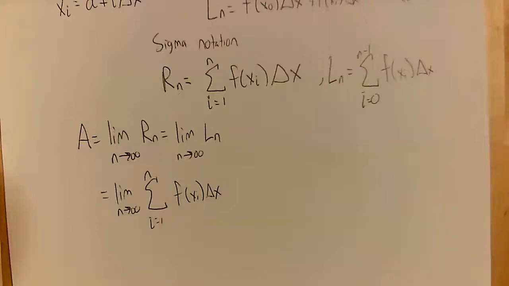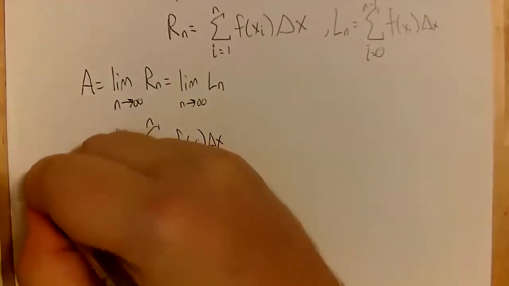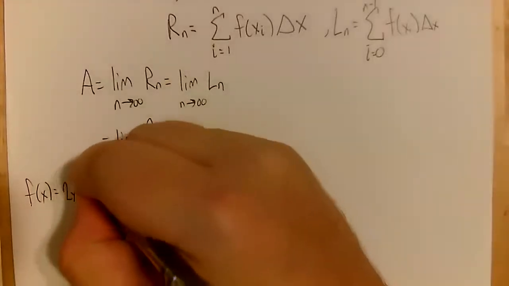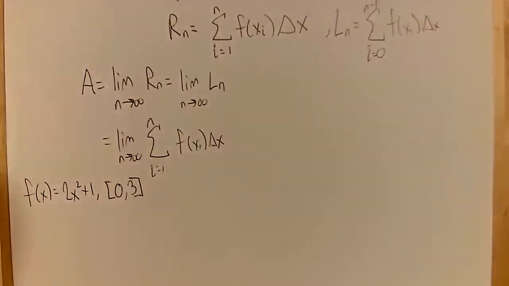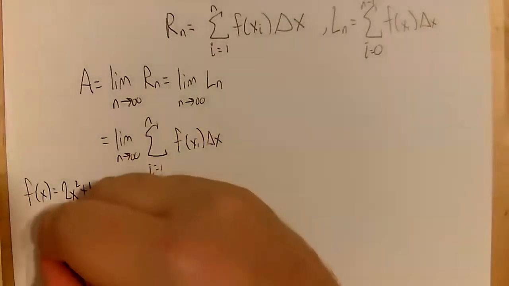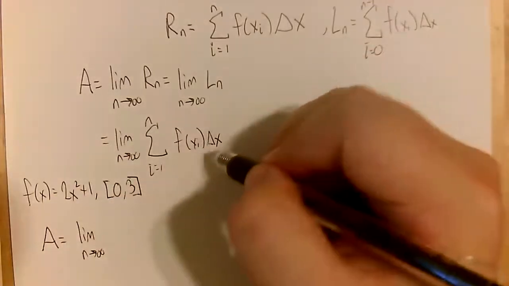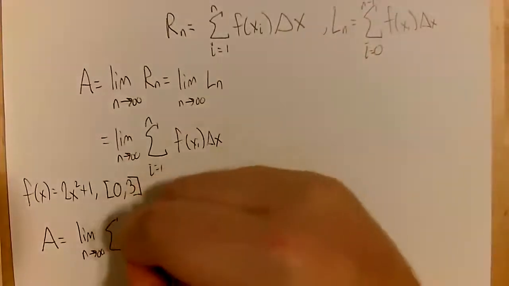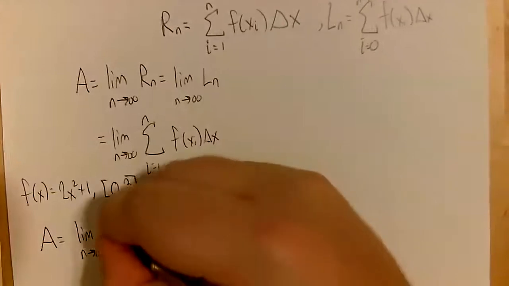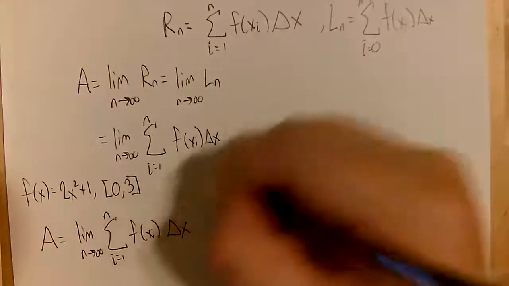Okay, so let's return to our example that we had earlier. So let's apply this to our particular example. So f of x is 2x squared plus 1. And we want to know the area under the curve from 0 to 3, right? So let's go ahead and compute this area here. So our area will be the limit as n goes to infinity. And I'll go ahead and use the right-hand sums, though we could easily do this with the left-hand sums as well. So this is going to be the limit as n goes to infinity of the sum from i equals 1 to n of f of xi delta x.